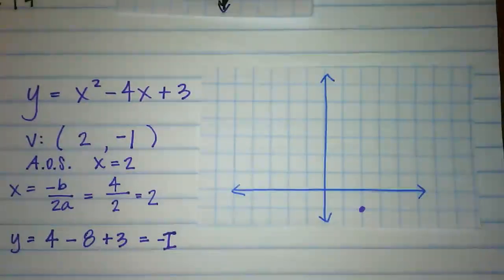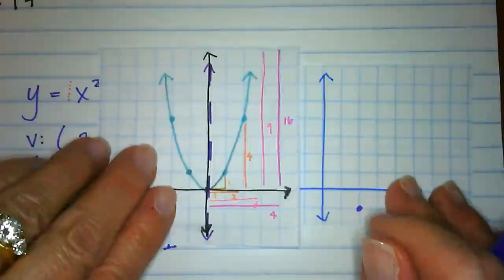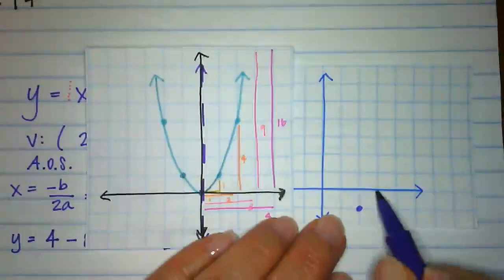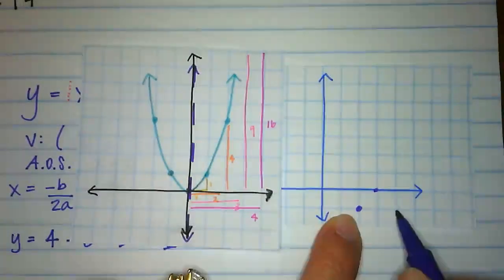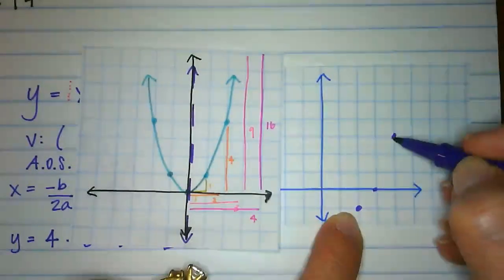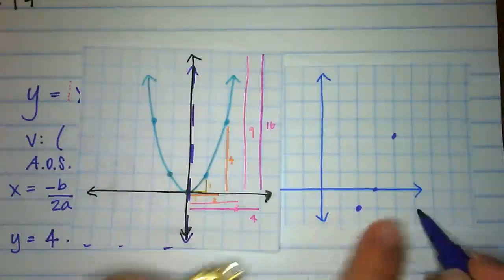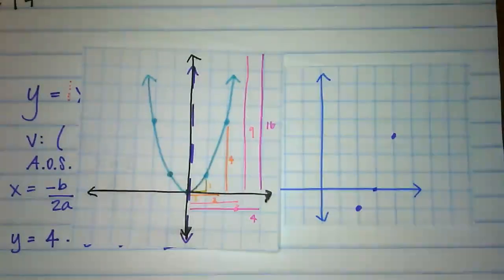And now I'm going to tell you that the value of a right here is a 1. So what that means is that I'm just going to draw a standard size parabola. From the vertex, if we remember what happens, a parabola is going to go over 1 and up 1 because 1 squared is 1. If I go over 2, I should go up 4 because 2 squared is 4. If I go over 3, I would go up 9, which I don't have enough room for on here.